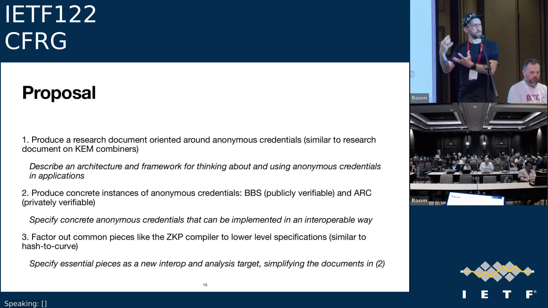So we already have the BBS work well on its way of doing this. ARC would complement that in the privately verifiable setting. And then there are various pieces internally that are shared amongst both of these drafts that can be pulled out and factored out, similar to how we factored out things like hash to curve. So for example, both drafts now specify a way to build a zero knowledge proof that could be easily split out. And in fact, Michele is going to talk about this after I'm done.